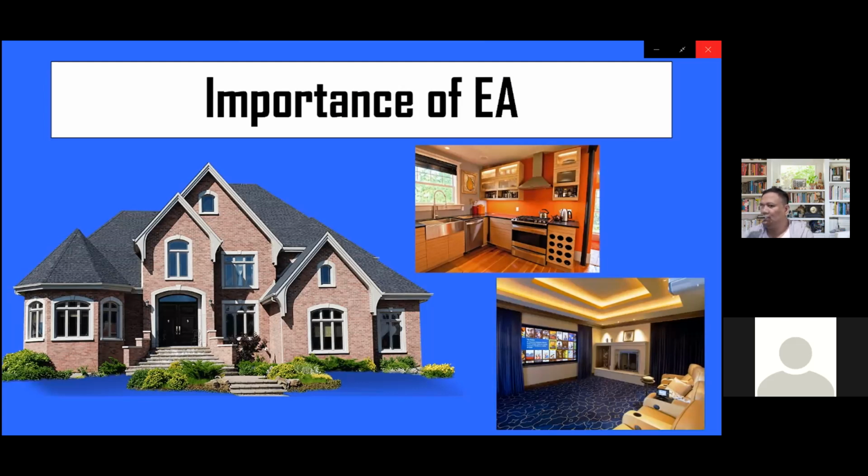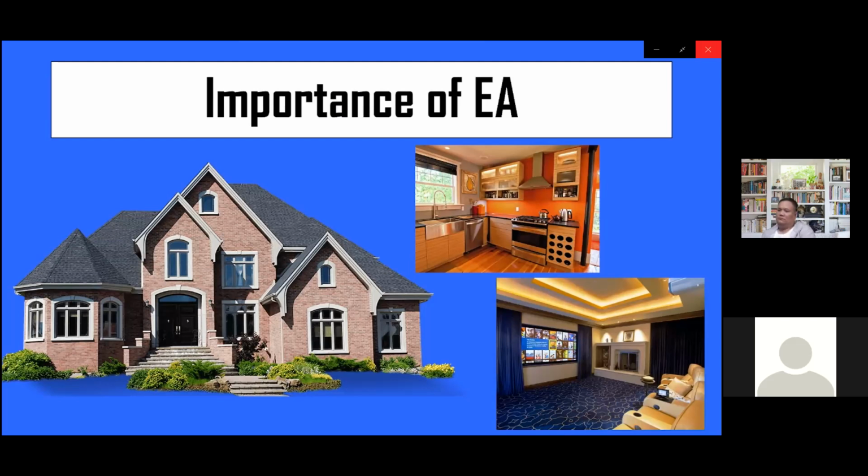So for me to do that, I have to have a blueprint of the house. So that relates to EA. Before we implement improvements in our company, we have to see the bigger picture: how that specific improvement, tool, or equipment that we want to install will affect the overall operations of the company. So this is why EA is very important.